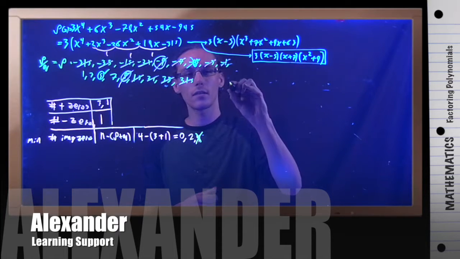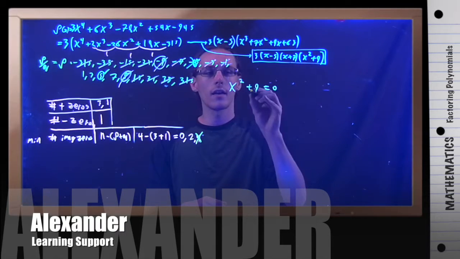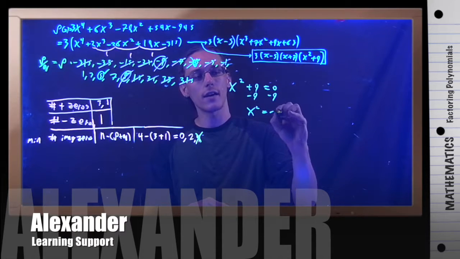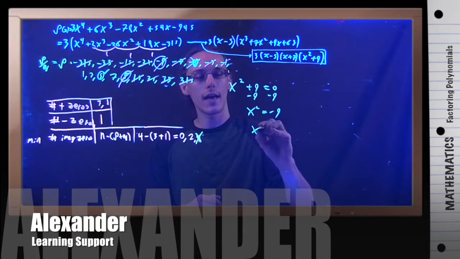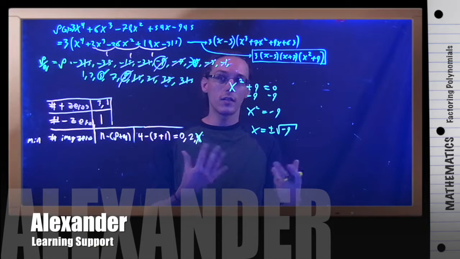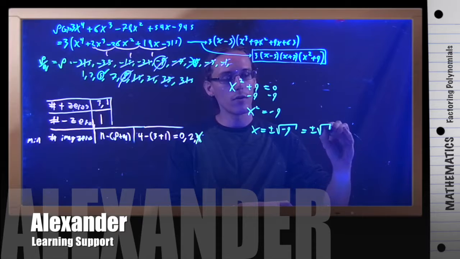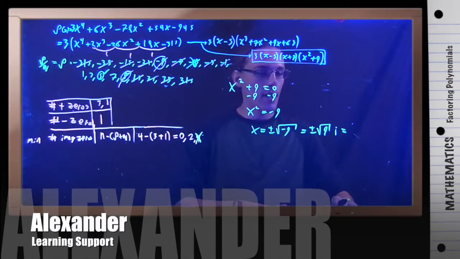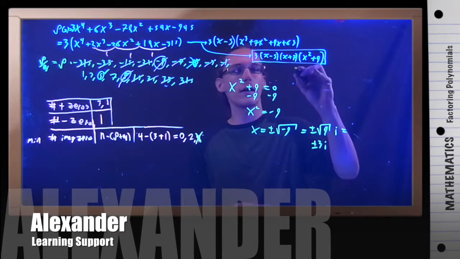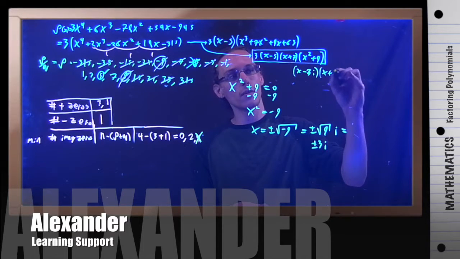Let's just take the x squared plus 9 and set that equal to 0 and solve. If I subtract 9 from both sides, I get x squared equals negative 9. I square root both sides, I get x equals plus or minus the square root of negative 9. Now the way imaginary numbers work is that when you've got the square root of a negative, you convert that to i. So you get plus or minus the square root of 9 i, and the square root of 9 is 3. So we get plus or minus 3i. So those are my other two zeros, x minus 3i and x plus 3i.